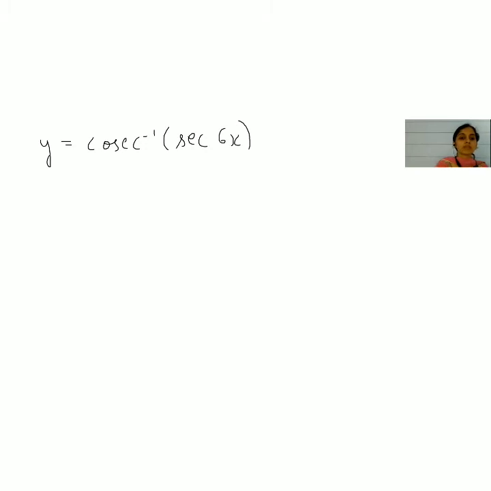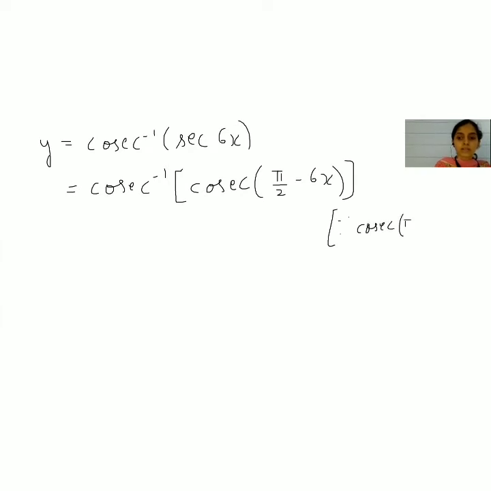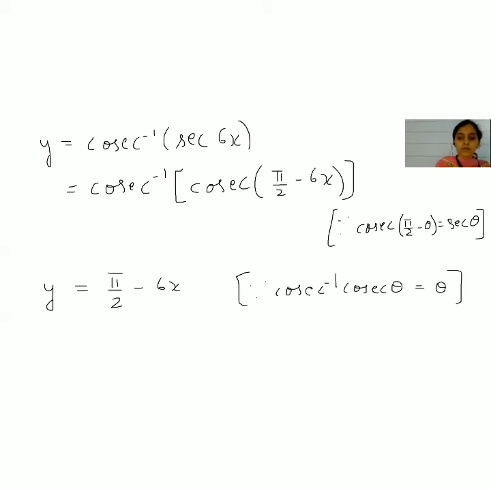Now cosec inverse of sec theta, what can we write this as? Cosec inverse bracket cosec pi by 2 minus 6x. They are complementary functions, right? So in brackets you can write this since cosec pi by 2 minus theta is equal to sec theta. That's why I put it as cosec. Now what is cosec inverse of cosec? It is theta. So pi by 2 minus 6x. Now we have y equal to this since cosec inverse of cosec theta is equal to theta.